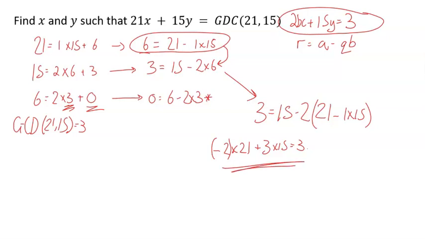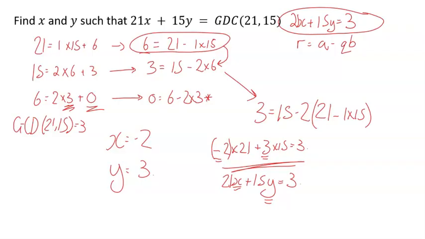This there is the original format I want, the original format of 21x plus 15y is equal to 3. So what I can now do is take this and compare the coefficients x and y along with the 21 and the 15 and write them straight down. If I look at it, this x matches up with the negative 2, this y matches up with the 3, so from that I can say that x is equal to negative 2 and y is equal to 3.